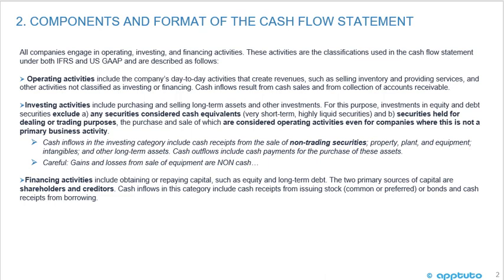Financing activities include obtaining or repaying capital, such as equity and long-term debt. The two primary sources of capital are shareholders and creditors. Cash inflows in this category include cash receipts from issuing stock, common or preferred stock, or bonds, and cash receipts from borrowing. And that's the only slide for this LOS.